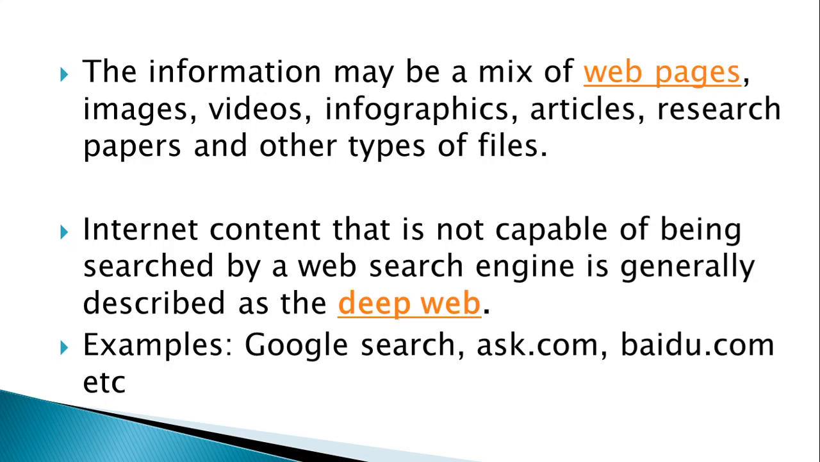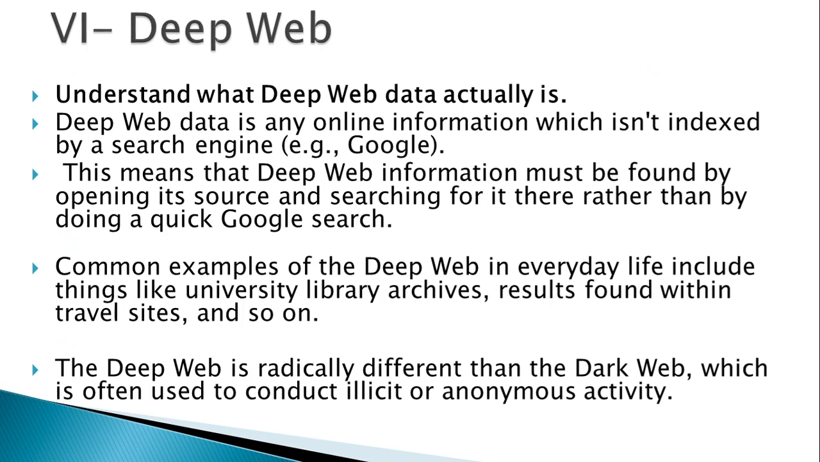The internet content that is not capable of being searched by a web search engine is generally described as the deep web. Examples of search engines can be Google search, Ask.com, and Baidu. Now let's talk about the deep web. Understanding the deep web. What is the deep web?